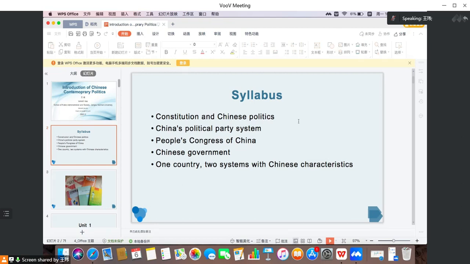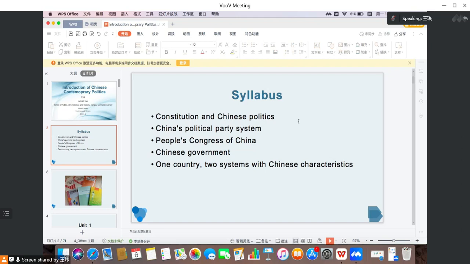Okay, this is our part 2, the Chinese political party system. So it's my honor to share that, to let our students know there is not only one party in China, not only the ruling party, right? Also other 8 parties, and we will know more about their obligations and their political rights.